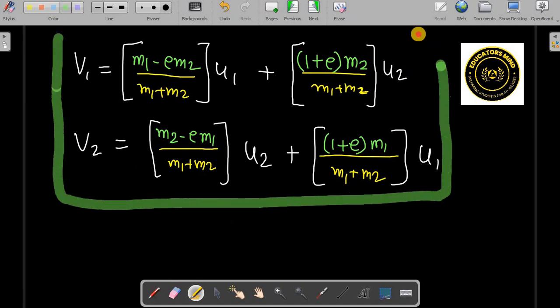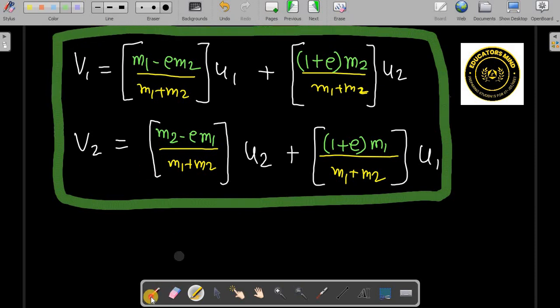Once you know this equation, then you can work out questions on them, right? I hope you have understood the basic concept, and in the next session we can cover the types of collisions and some other cases.